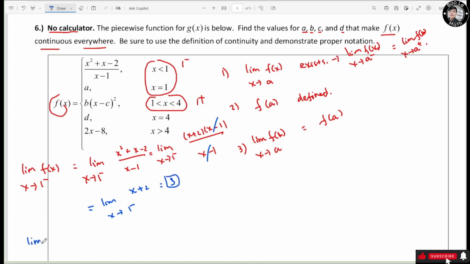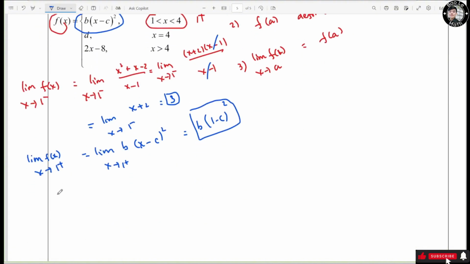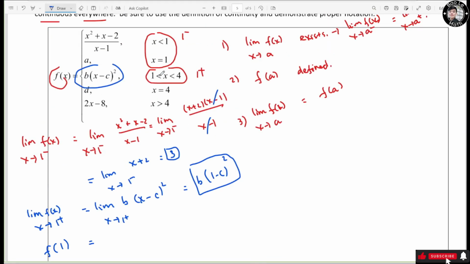Now the limit of the function f of s when s approaches 1 plus, I'm going to use this one right here. So it's going to be the limit of b times s minus c squared when s approaches 1 plus. It's going to be b times 1 minus c altogether squared. Leave this one over there, right? Now we have f of 1, which is right here, equals a.